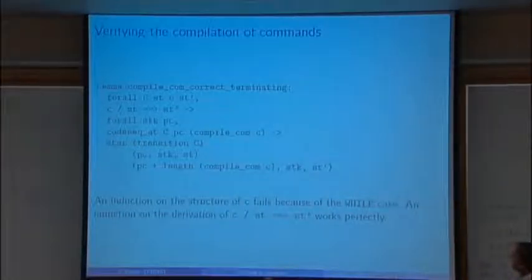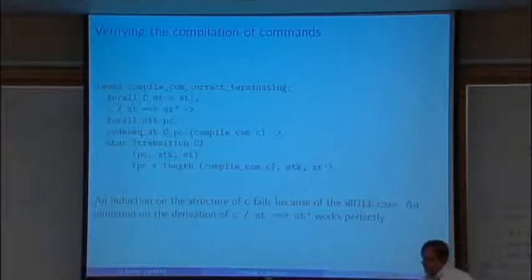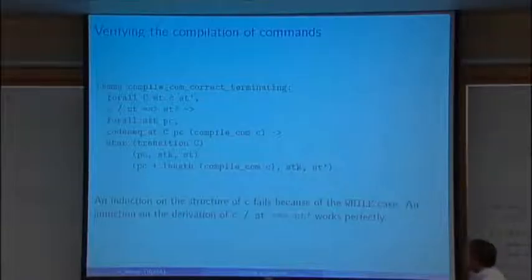So if your command C started in state st, terminates in state st prime, and you start the machine at a position in the code that has the compiled code for C, with any stack and this exact initial state, then you execute all the generated code, finish with the same stack, and the final state predicted by the operational semantics. So the only difficulty here is that if you try to prove that by induction on the structure of the command, it's going to fail in the while case, okay?